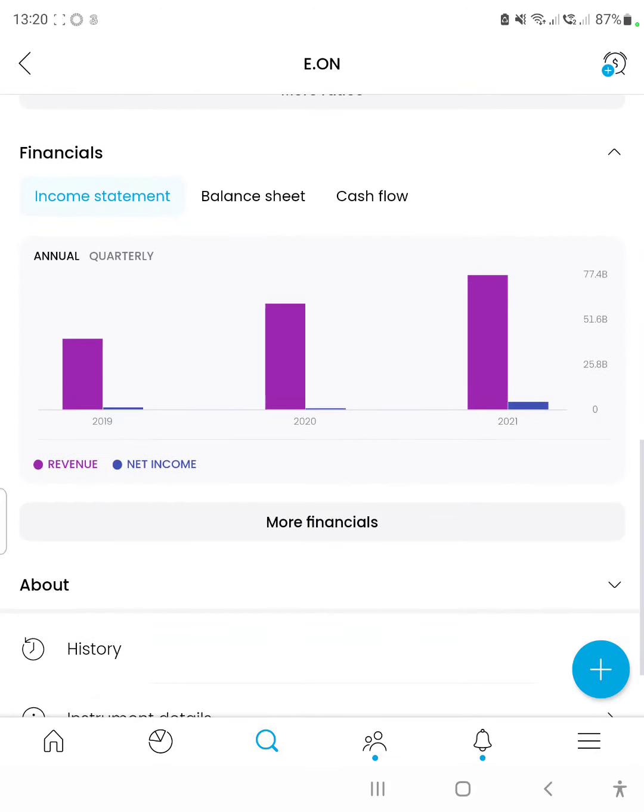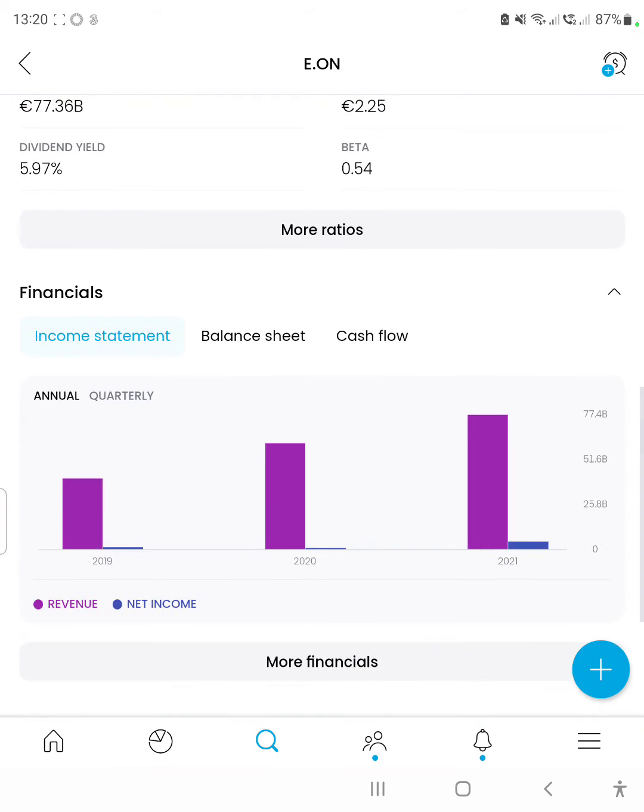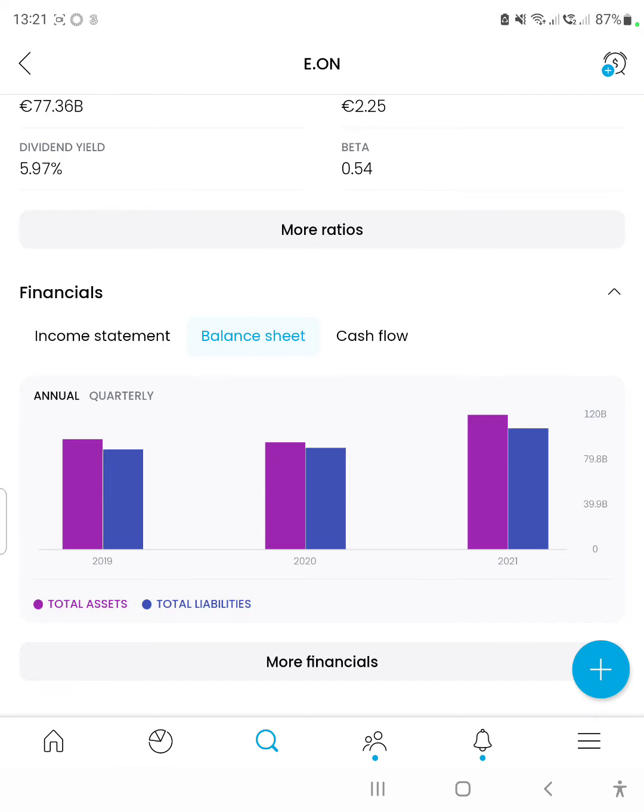So the income statement, as we looked at earlier, shows the profit margin is quite low, but it's not necessarily bad as long as it's a positive figure. It's good, and as well as the other financial statements, as long as they're healthy, then it's pretty good.